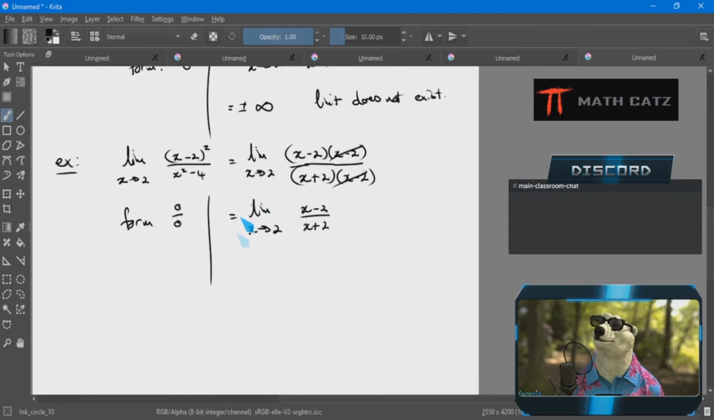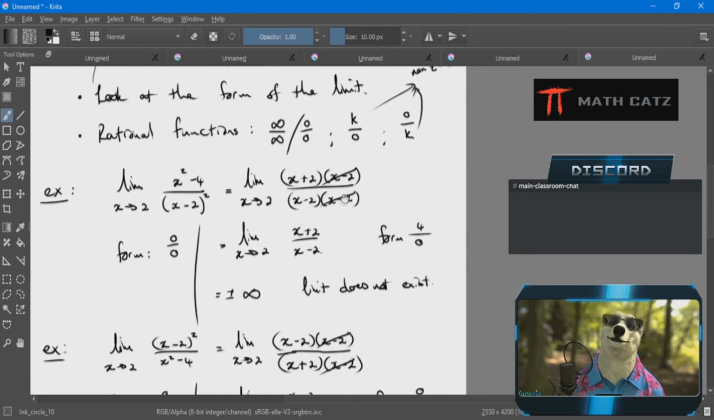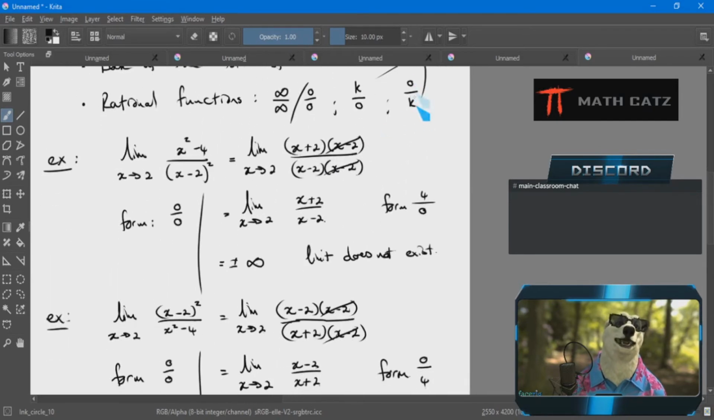They behave the same around 2. And for the behavior, I'm never at 2. So I can look at the simplified version. This is technically a new limit. Look at the form of this limit. I have a 0 over 4. Let's see how I'm in the other case now. Where is it? Other case. 0 over non-zero.